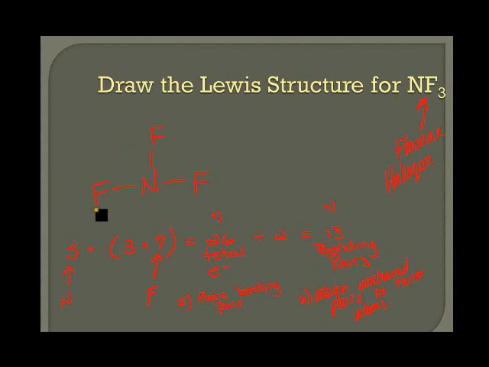So we'll start here. So we've placed one, 2, 3 pairs of electrons, and let's start here. 4, 5, 6, 7, 8, 9, 10, 11, 12. So we still have one unshared pair of electrons left over, so we'll assign it to the central atom.